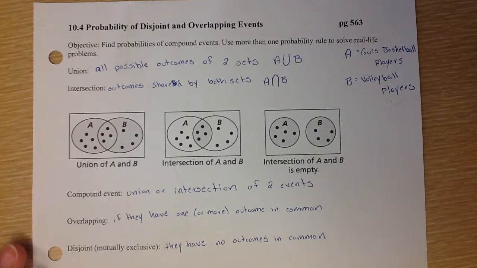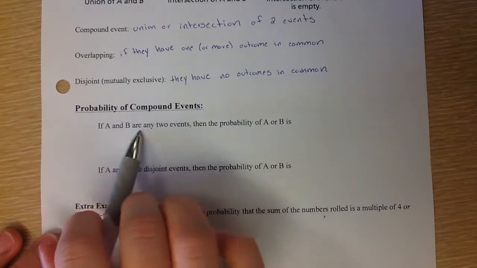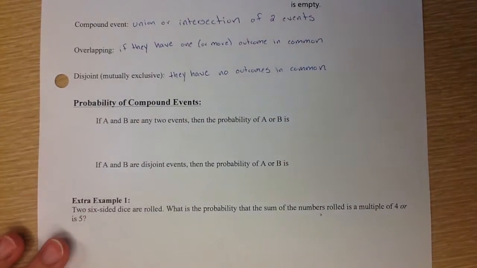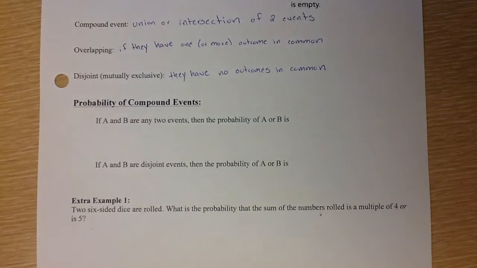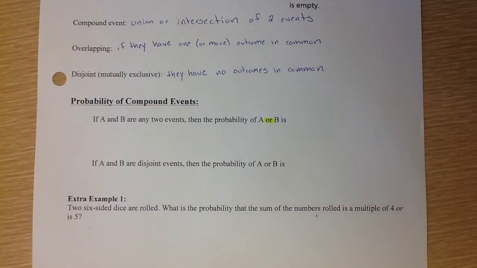Okay. So to find the probability of a compound event. If A and B are any two events, and the probability of A or B, that's an important word there, or. A or B, this is one or the other happening. This is not the same as our conditional probabilities and independent and dependent. This isn't the same as independent. This is one or the other, not one and the other.